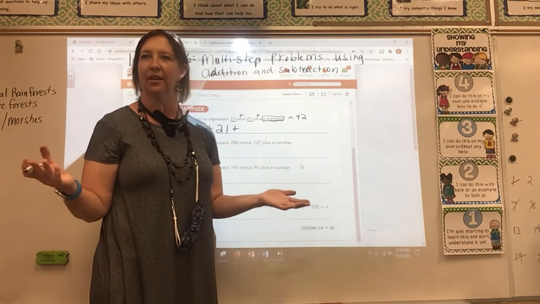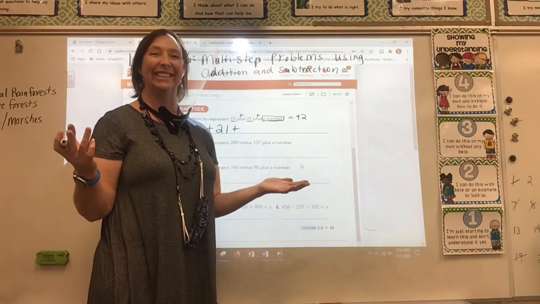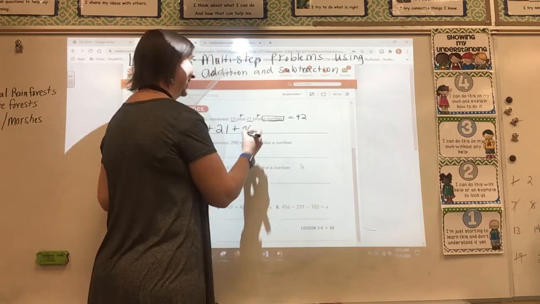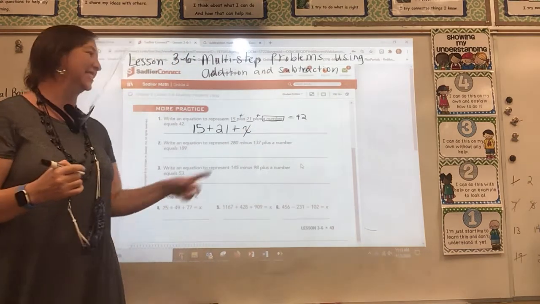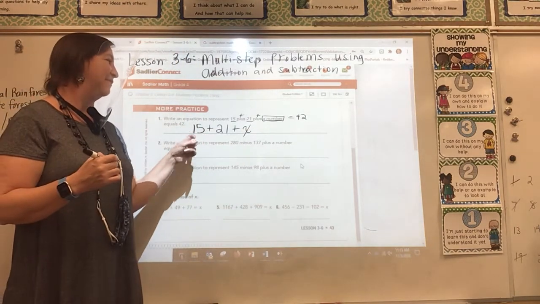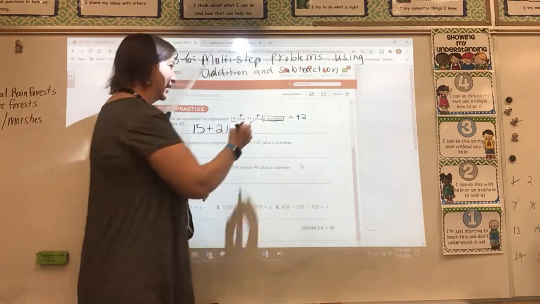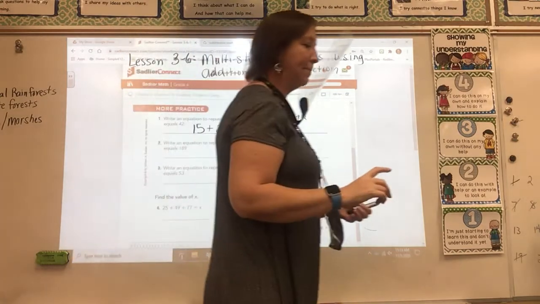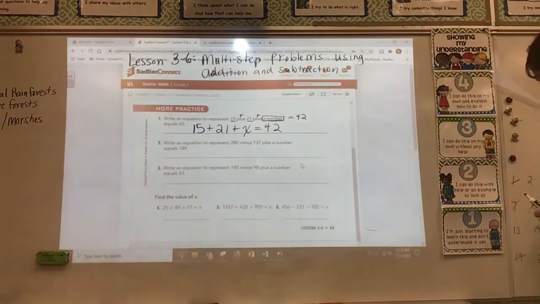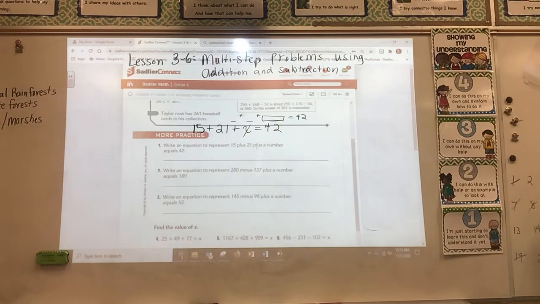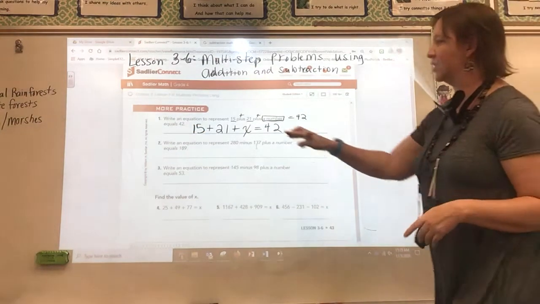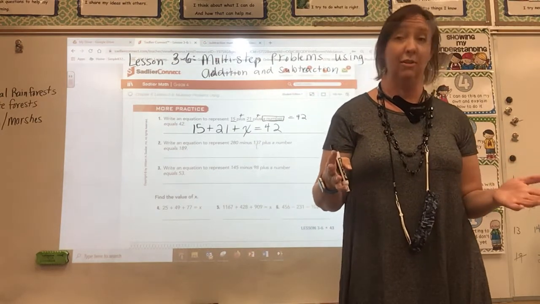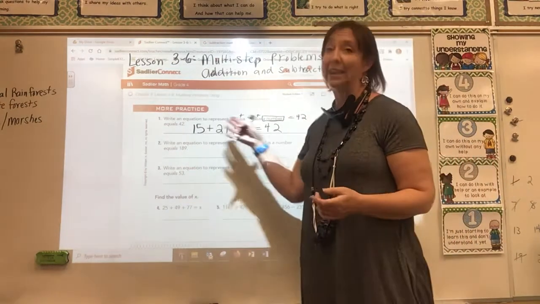So when I go to write this, I write 15 plus 21 plus, what letter do we want to use? X. It has to be different than my plus sign. So 15 plus 21 plus x equals 42. If I look up at the directions, it just says write an equation. Does it say solve the equation? No. So all I had to do was write that.